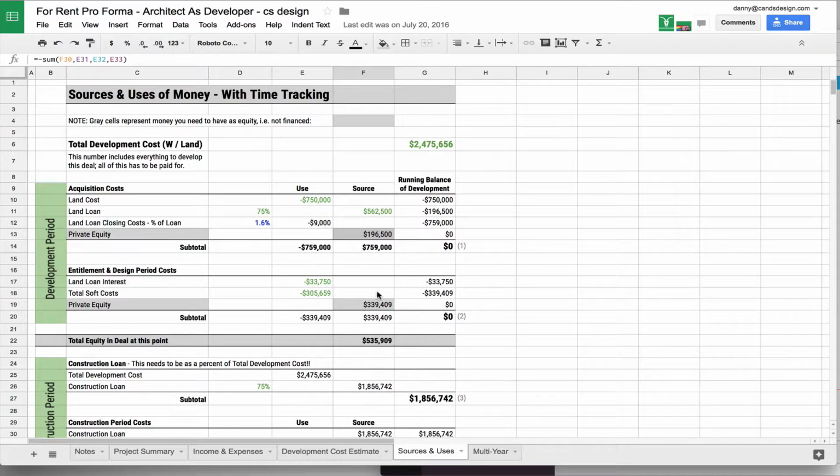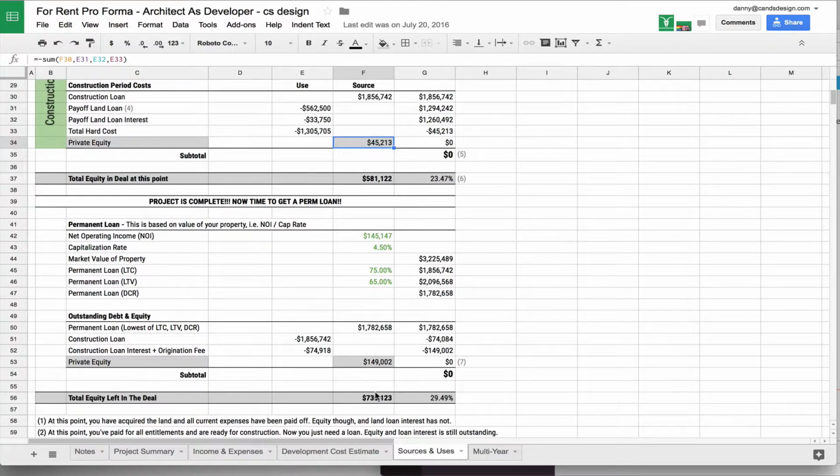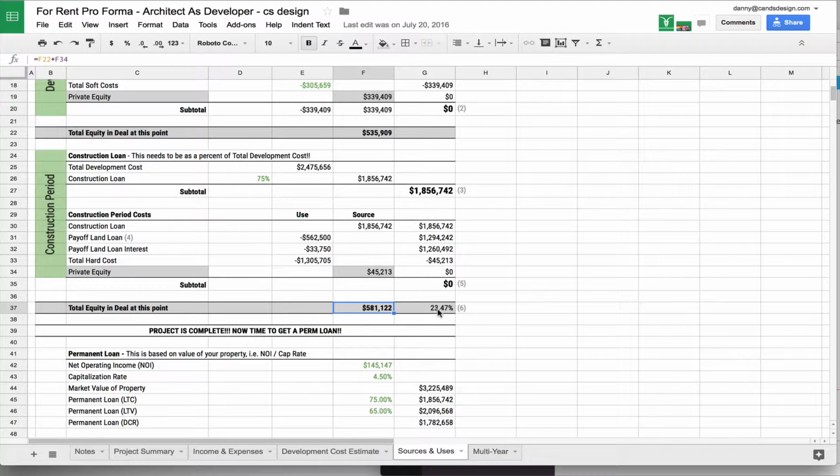Now, just to recap, at this point, you've gotten $196,500, $339,000, and then $45,000 in private equity. So the total private equity that you've expended at this point, coming back over here, is $581,000. And if you look, that's almost 25% of the total development cost, which is right around the ballpark of what the bank wants to see. This is how much skin you have in the game. Not you personally, but you, your investors, your partners, whatever you want to call it. And you should be able to move into construction.